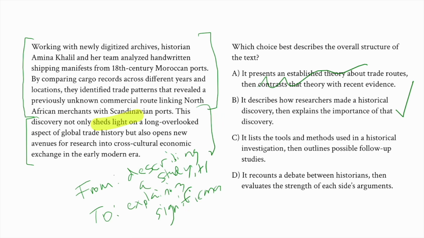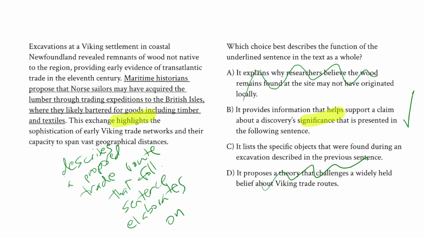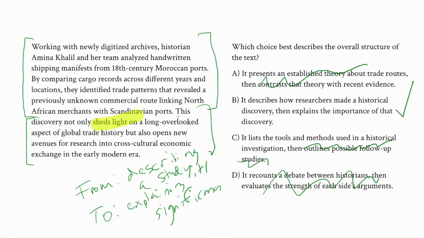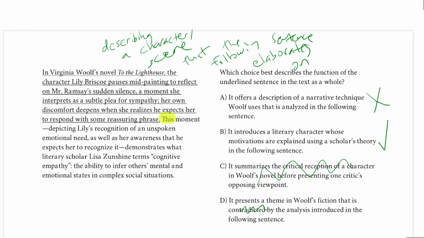Okay, so C, it definitely doesn't list tools and methods. Well, if it does list them, it mentions them, maybe you could grant that the first part is correct, but it doesn't outline possible follow-up studies. And then there's really nothing at all about a debate between historians, let alone an evaluation of the strength of that. But again, the point of this video is to emphasize the word this is your friend, especially when it appears on these kinds of questions. So don't overlook those hints and really try to use them to your advantage in determining the structure of a passage or the function of a sentence within the passage.